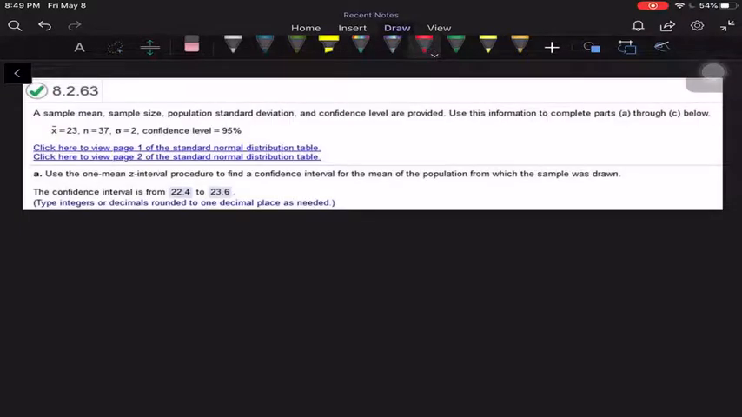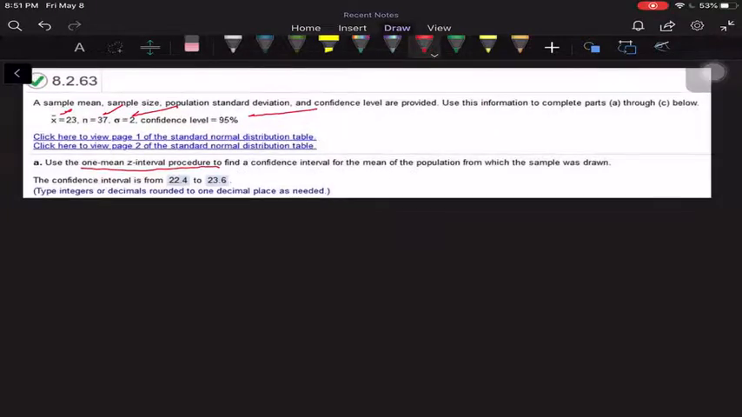So here's a problem from MyMathLab where we're given the sample mean, the sample size, the population standard deviation, and the confidence level. So part A of this question is asking us to use the one mean z interval procedure to find a confidence interval for the mean of the population from which the sample was drawn. So let's follow through the steps I just outlined earlier. For step 1, we're going to be using the z-score table to find our critical value. Based on this information, we know that our confidence level is 95%.